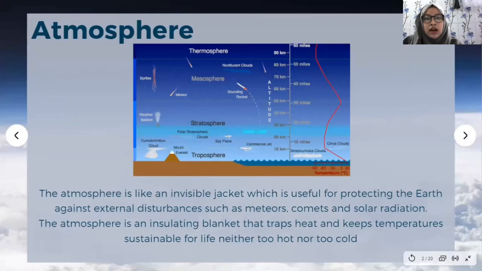So first, I will explain to you about the atmosphere. The atmosphere has four layers based on the temperature. There are troposphere, stratosphere, mesosphere, and thermosphere. The atmosphere is like an invisible jacket which is useful for protecting the Earth against external disturbance such as meteors, comets, and solar radiation. The atmosphere is an insulating blanket that traps heat and keeps temperature sustainable for life, neither too hot nor too cold.